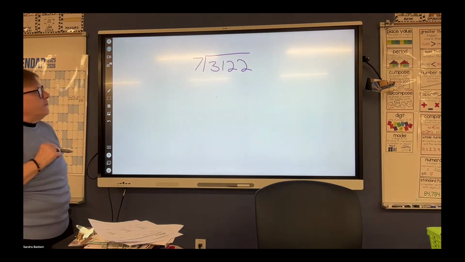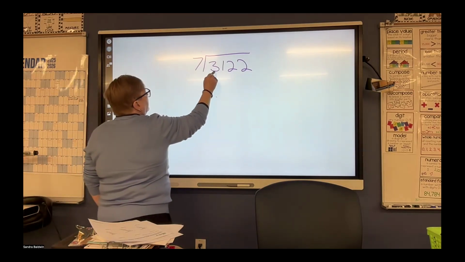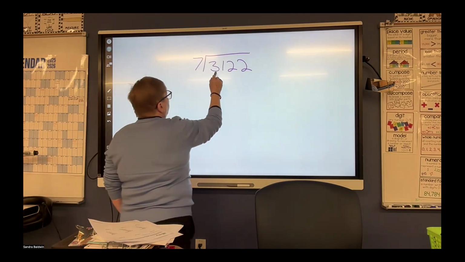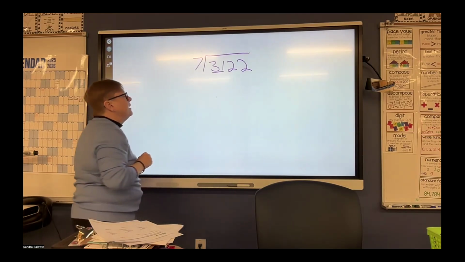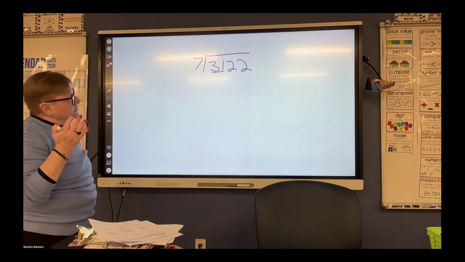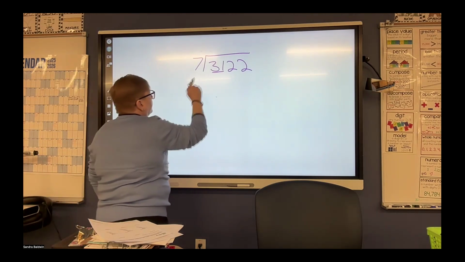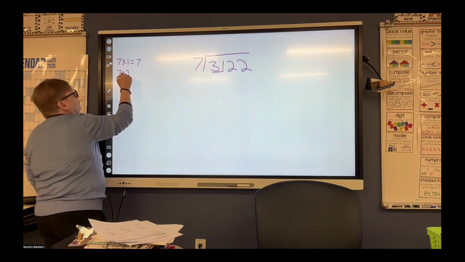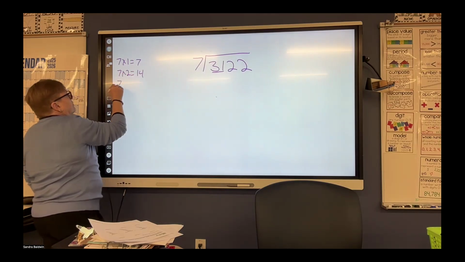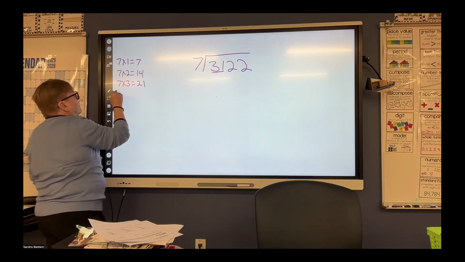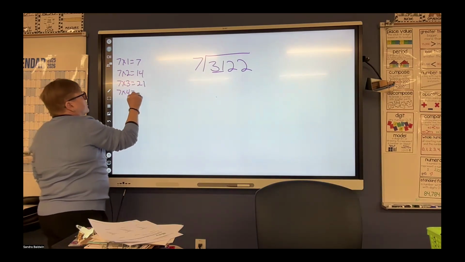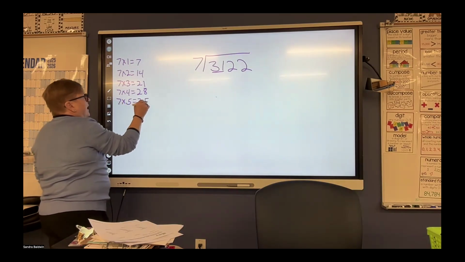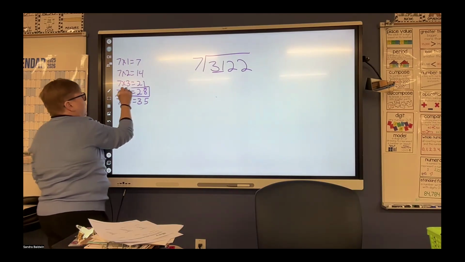Okay, so the first question I have is, can I say 3 divided by 7 and get a whole number? No, I cannot. So I'm going to use the first 2 digits. How many groups of 7 can I fit into 31? Well, 7 times 1 equals 7. 7 times 2 equals 14. 7 times 3 equals 21. 7 times 4 equals 28. 7 times 5 equals 35. Oh, that's too much. I need this fact right here.